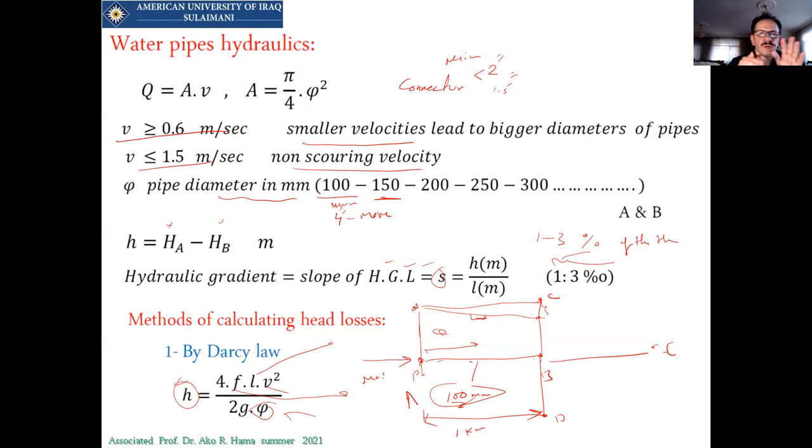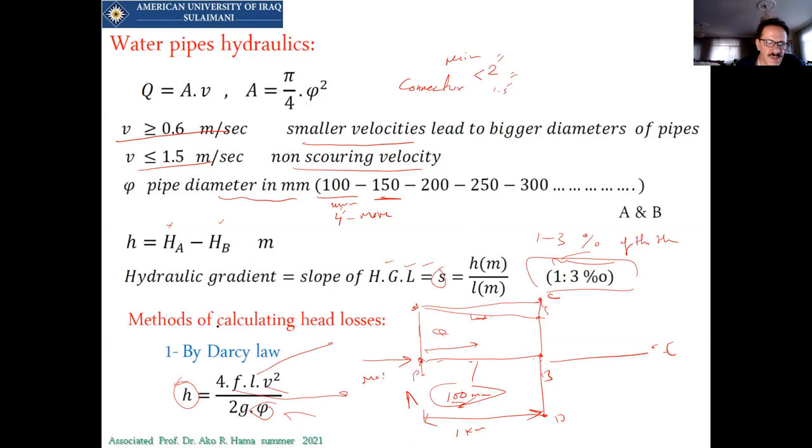So what should you do? You should decrease that head loss. By what? By changing the diameter, by decreasing the flow, or by raising the pressure at point A, and so on. As an engineer, you have to solve this problem. And these are the main ideas, the main criteria for the design of networks.